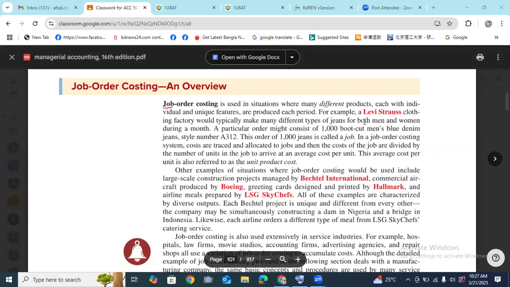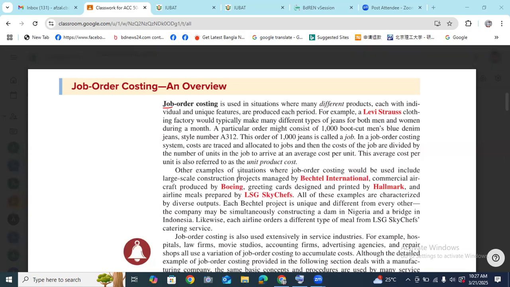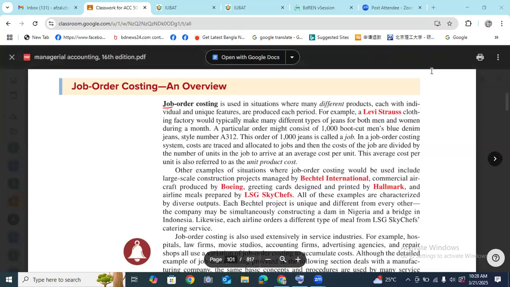So they give an example: a Levi Strauss clothing factory would typically make many different types of jeans for both men and women during a month. A particular order might consist of 1000 boot cut men's blue denim jeans, style number A312. The order is 1000. This is called a job. It is a job. The customer's requirements, that means quantity, color, specification, design, special design, if they accept it, then it is called a job.